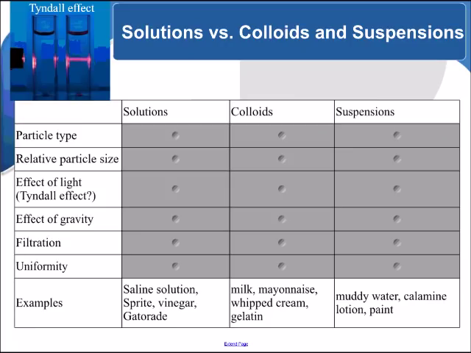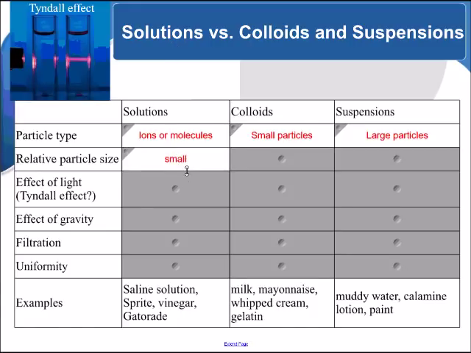Now, we need to talk about the differences between solutions, colloids, and suspensions. First thing we want to do is talk about the particle type. For a solution, the particle type is an ion or a molecule. It is very, very small. A colloid has smaller particles, but not quite as small as ions or molecules. And in suspensions, we have very large particles. So again, solutions have the smallest particle type, colloids have a medium particle type, and suspensions have the largest.